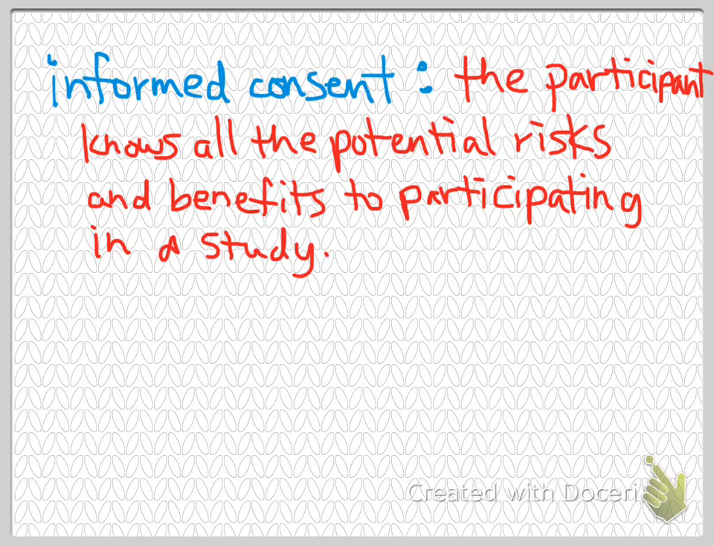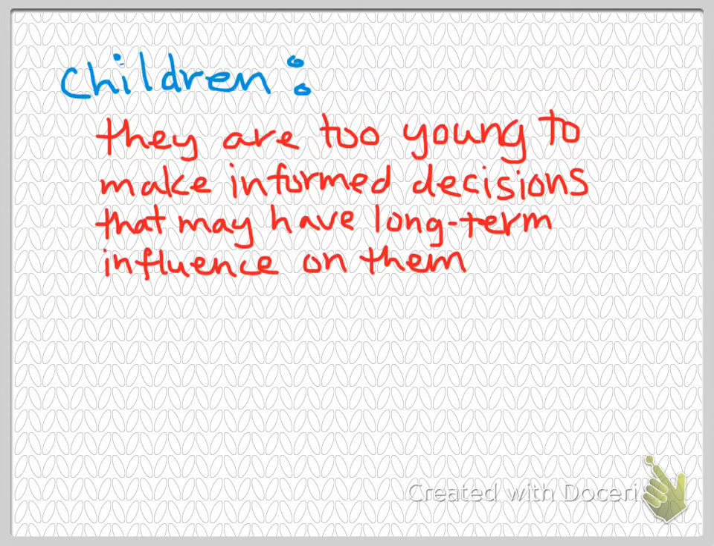So, because it is important that people understand what is going on, there are some groups that need some special protection because they have limited ability to understand or limited power to stop some things. So children are one of these groups. Children need special protection because they are too young to make informed decisions that may have long-term influence on them. They're too young to understand psychological effects that could happen from participating in a study.